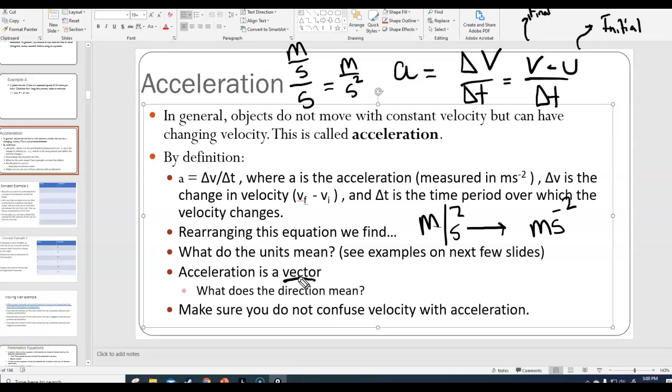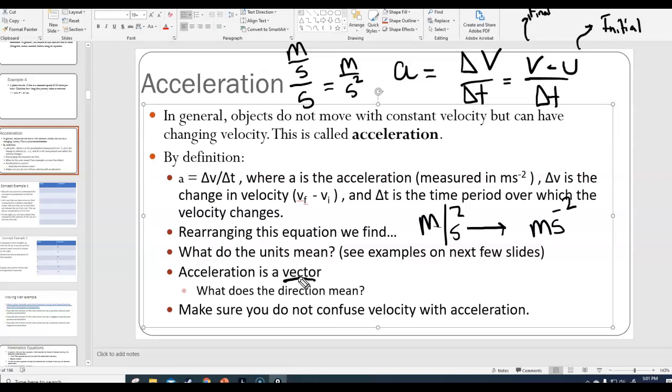Okay, now it's really important that you do not confuse velocity with acceleration. What I'm about to say, write it down and put a box around it. Acceleration has nothing to do with how fast an object is moving. Acceleration has nothing to do with how fast an object is moving.